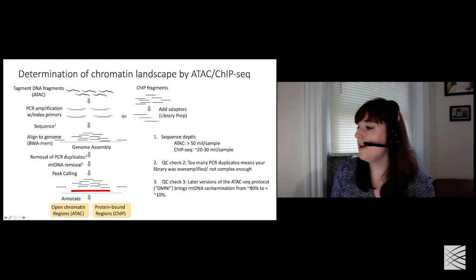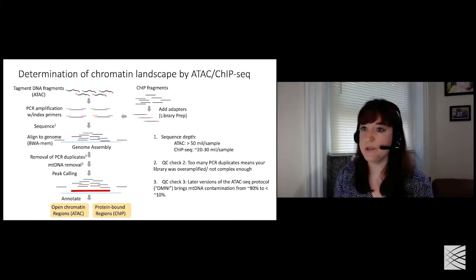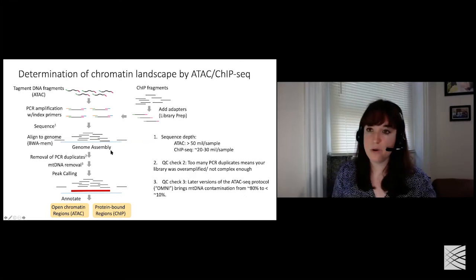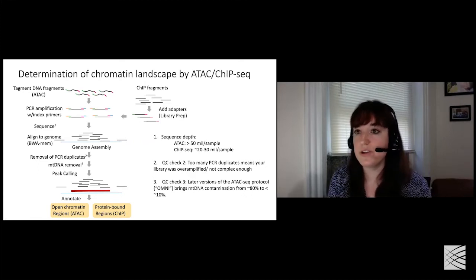Okay, so the sequencing depth is going to be much greater for ATAC-seq versus ChIP-seq, where you only need 20 to 30 million reads to get an adequate picture of your transcriptional landscape. After you sequence, you then align to the genome. We recommend using BWA-MEM because it's better for gapped sequences, but there are other aligners you can use as well. And then once you've mapped to your genome, there are some other quality control checks you can do to determine how well your experiment worked.